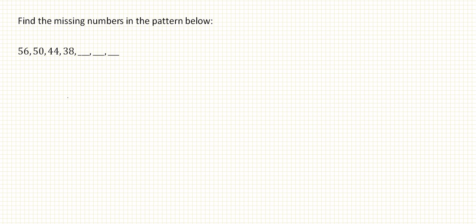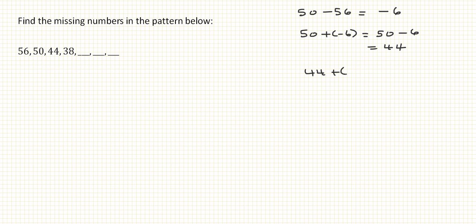Let's look at our second example. Find the missing numbers in the pattern below. So we're going to subtract the first number from the second number. So we have 50 minus 56. That's going to give us negative 6. Then we're going to add that number to every other term in the pattern. So we start by adding to the second term. So this is going to give us 50 minus 6, which is 44. Then 44 plus negative 6 is going to give us 44 minus 6, which is 38.